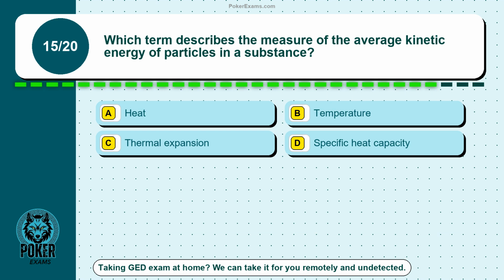Question 15. Which term describes the measure of the average kinetic energy of particles in a substance? Option A. Heat. Option B. Temperature. Option C. Thermal expansion. Option D. Specific heat capacity.